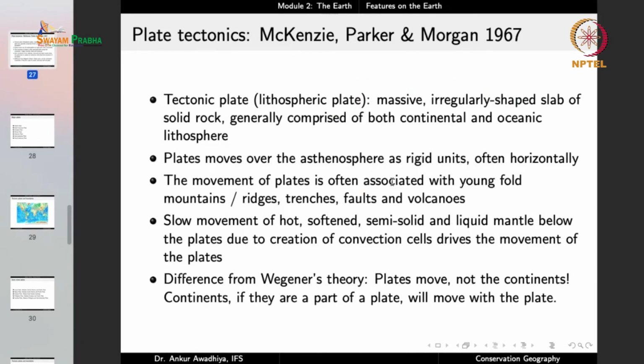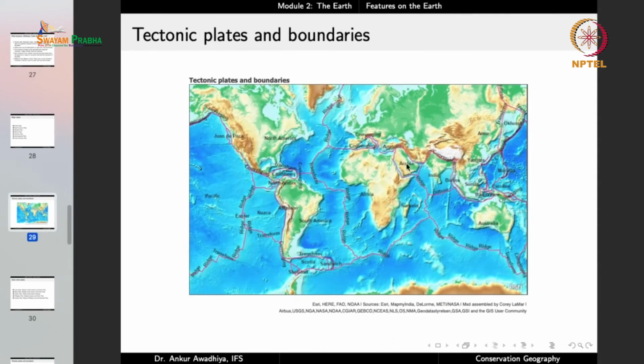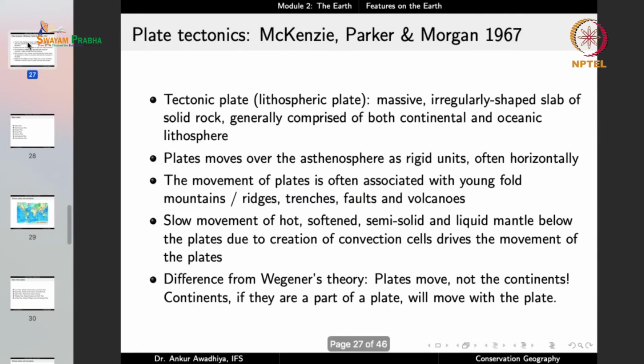Now plates move over the asthenosphere, which is the semi-solid portion, as rigid units, often horizontally. So the plates move as rigid units. This African plate will remain like this until it is destroyed or something happens to it, but it will move as a rigid solid block. The movement of plates is often associated with young fold mountains or ridges, trenches, faults and volcanoes. And we'll explore this in a short while.